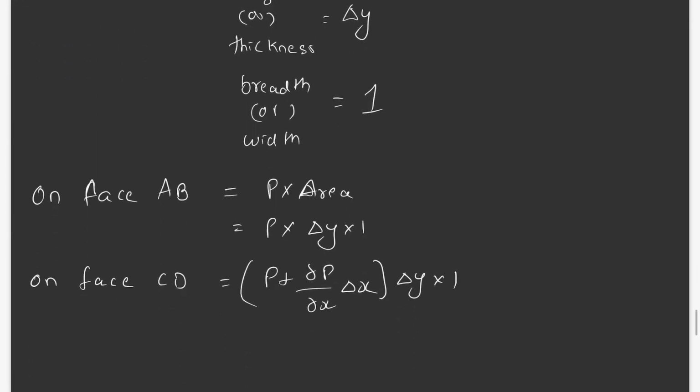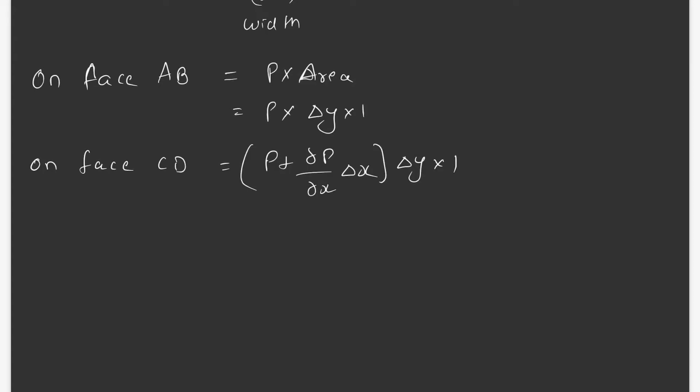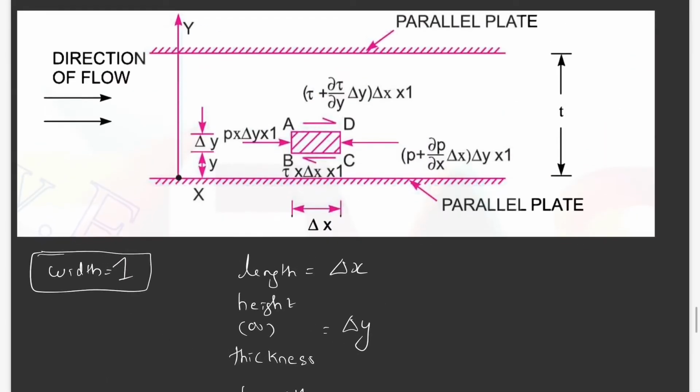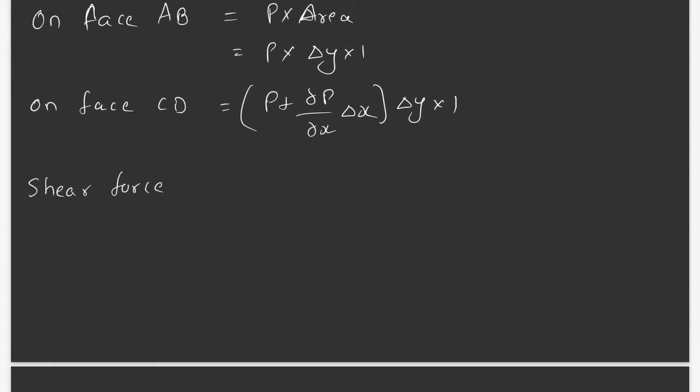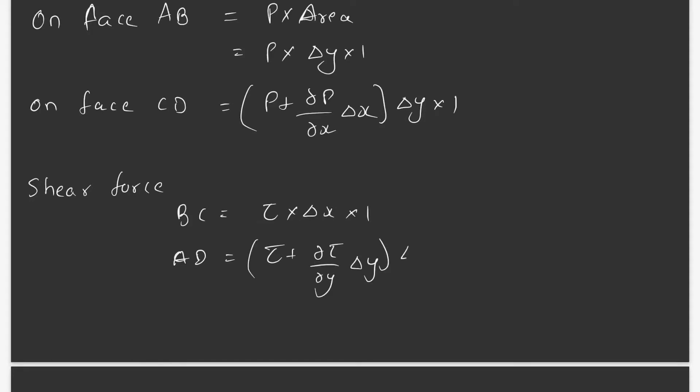Now, what is the shear force? It is the force that is acting on BC. Shear force on BC is equal to tau into delta x into 1. Similarly, on AD we have tau plus dou tau by dou y into delta y into delta x into 1.